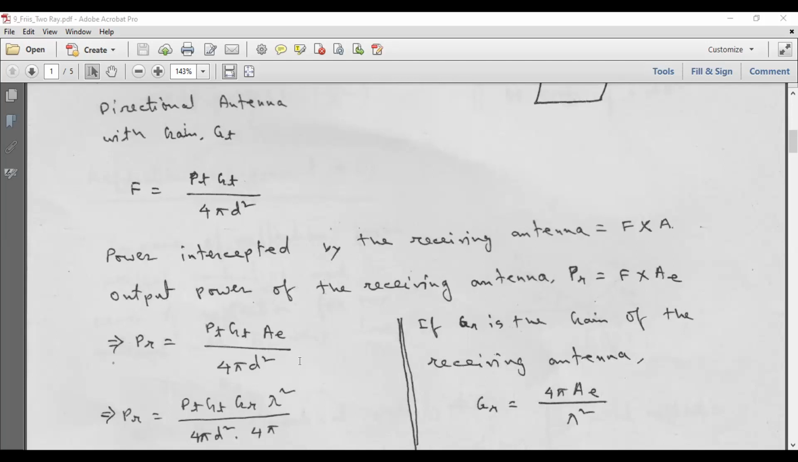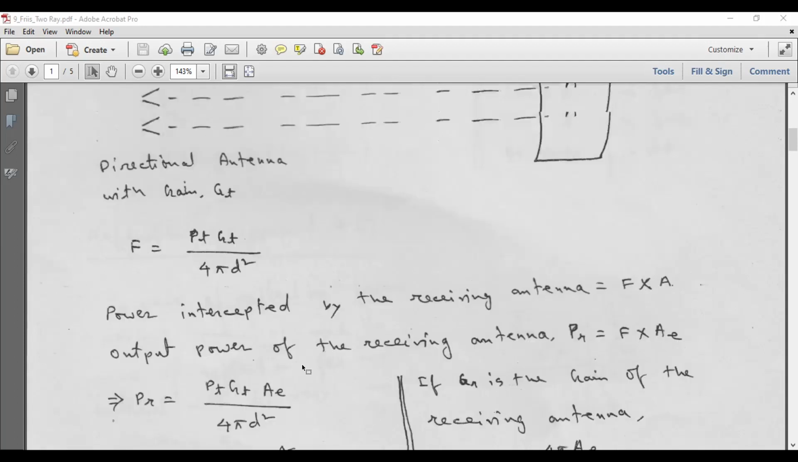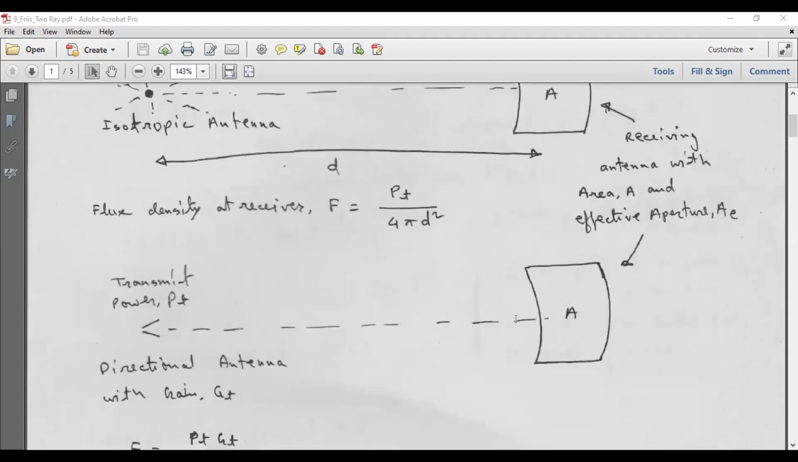Okay, sir. It is again actually the directivity of the receiving antenna. If your receiving antenna is more directive, then it will collect more energy. You have the same energy available at the receiving end position, but it depends on the receiving antenna how much it collects.